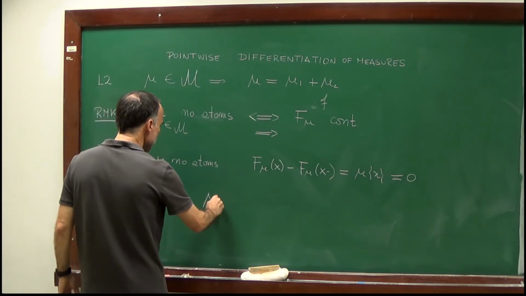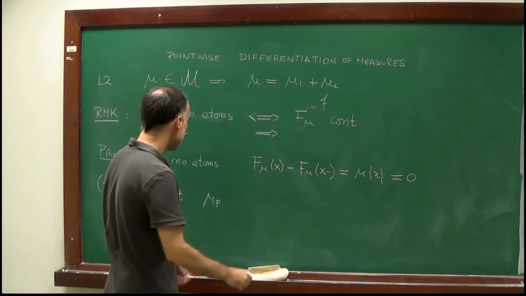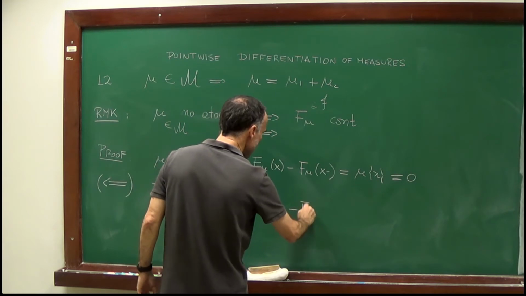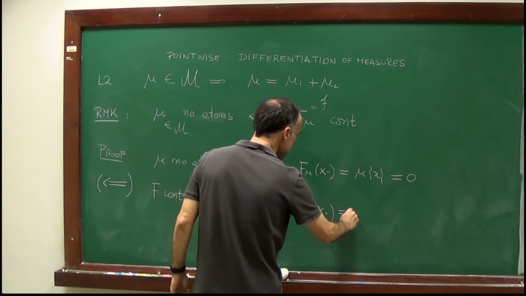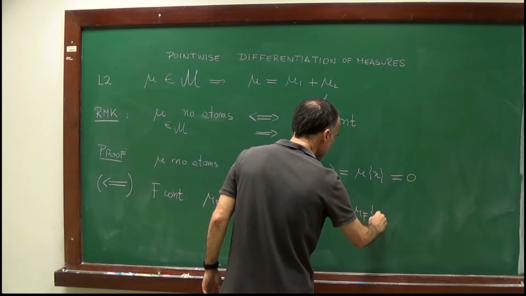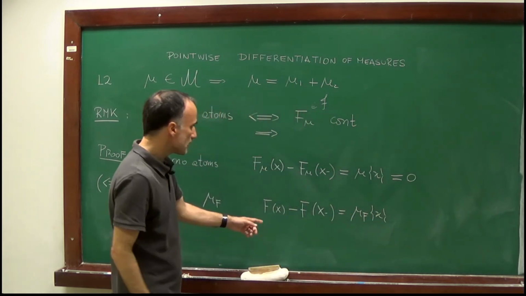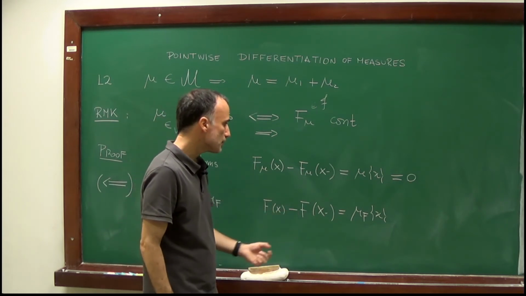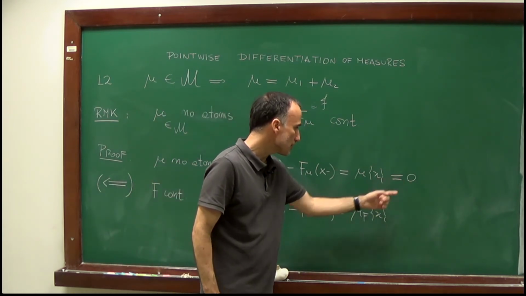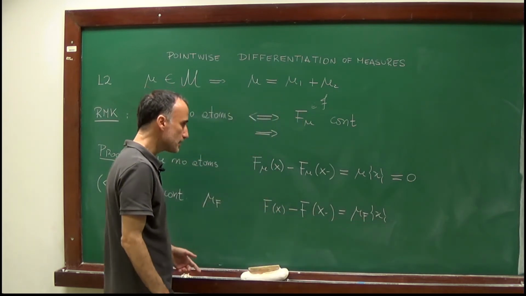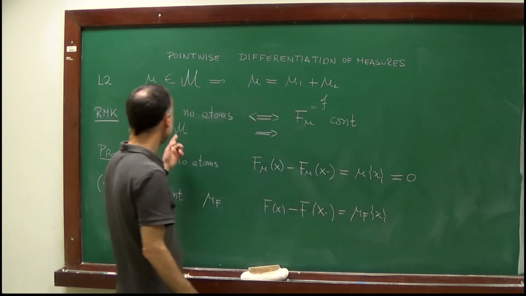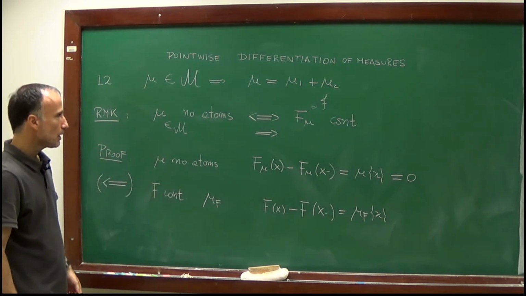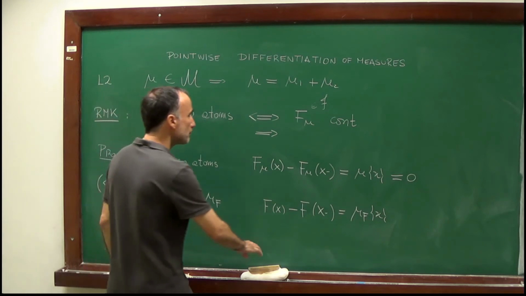Define mu f. Well, you have this relation: f(x) minus f(x minus) is equal to mu f of {x}. Since f is continuous, the left limit coincides with the right limit. Therefore, this is 0, which means that this expression is 0. If this is true for any x, this means that mu f has no atoms, and this is the claim. So we have proved this remark.